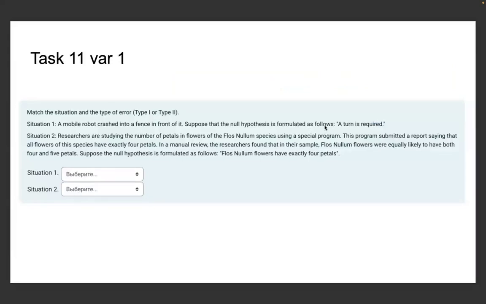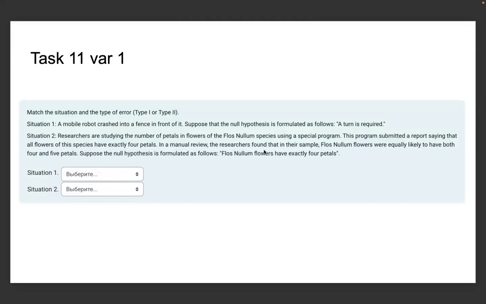In the beginning, I advise you to read the hypothesis. In situation 1, the hypothesis is that a turn is required. And the situation is a mobile robot crashed into a fence in front of it. So the hypothesis said that we have to turn, but we haven't turned, and it was an error. So it is error type 1.